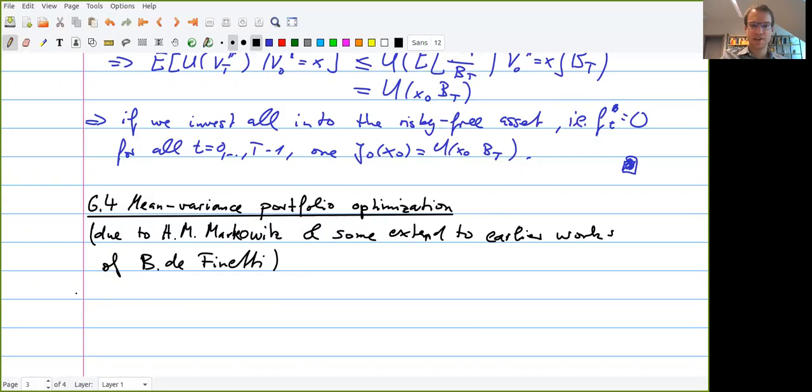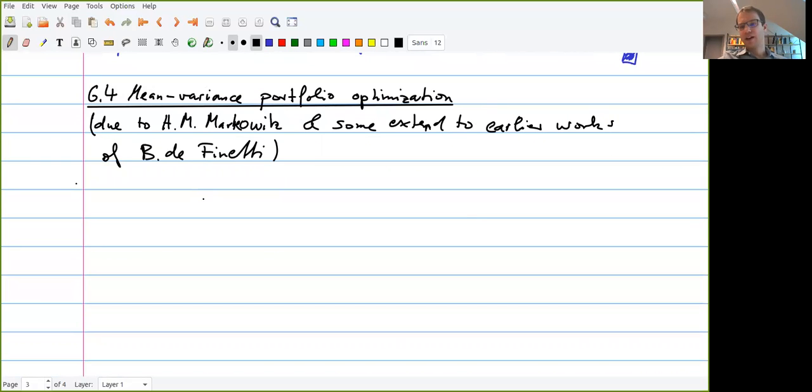So what was the idea? So far we understood optimal investment in the sense that we wanted to maximize some utility function. Now there's no utility function. Instead, we are given a target mean we want to generate by trading in the market. And then we want to do it again in a risk-averse way by saying we want to minimize the variance of our capital, of our investment.